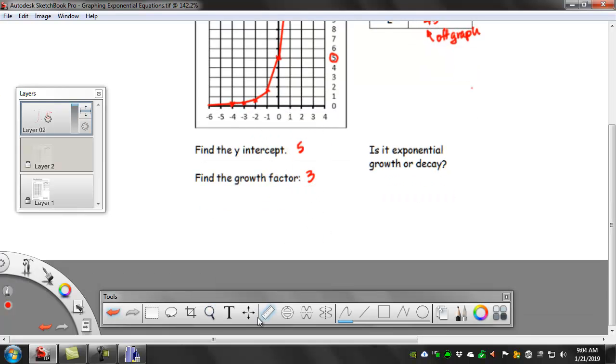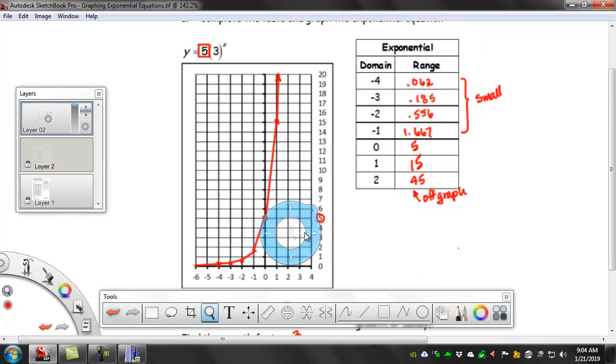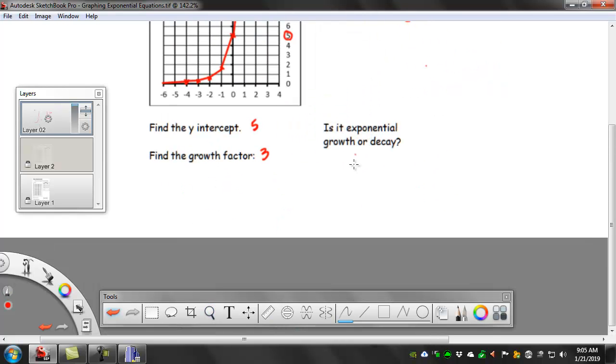And then now we have our exponential growth shape. It increases from left to right. Remember, if it was decay, it would be going down from left to right. So it is exponential growth because of that increase from left to right in our hockey stick shape.